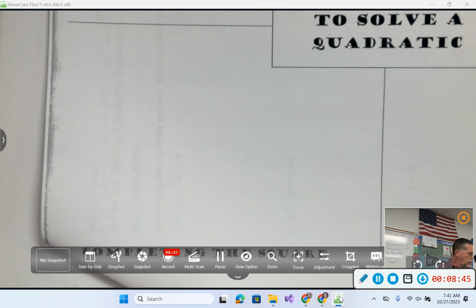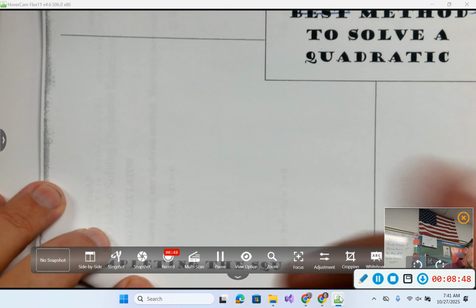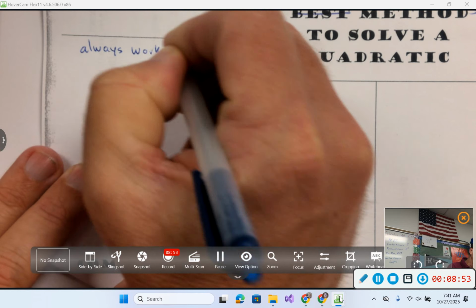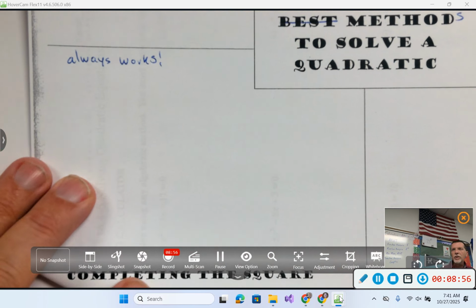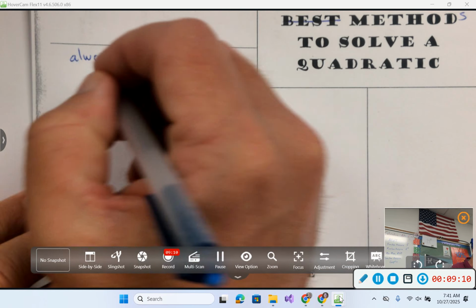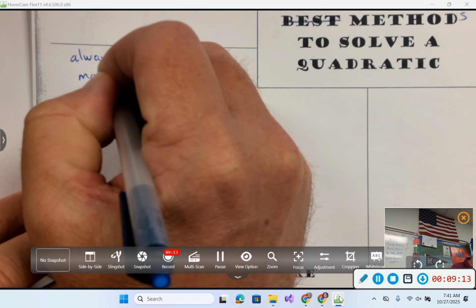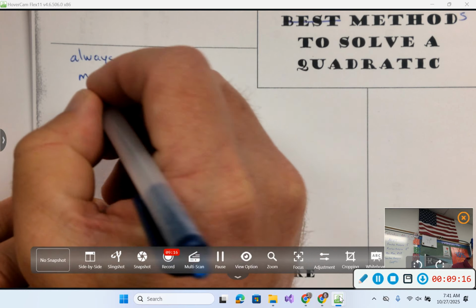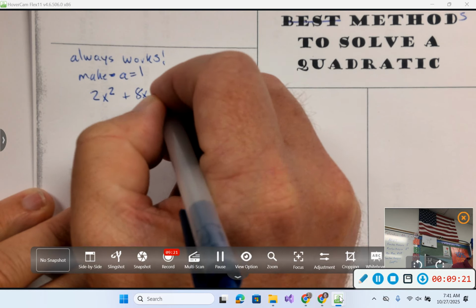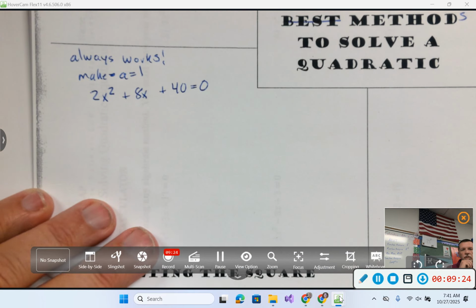All right, the bottom 2, complete the square and quadratic formula. Completing the square, it does always work. It's not always fun. Maybe it's never fun. But it always works. But what was that first step that you sometimes have to do in order to be able to use complete the square? Set a equal to 1. Right, you've got to make a equal 1. So let's go with 2x squared plus 8x plus 40 equals 0.